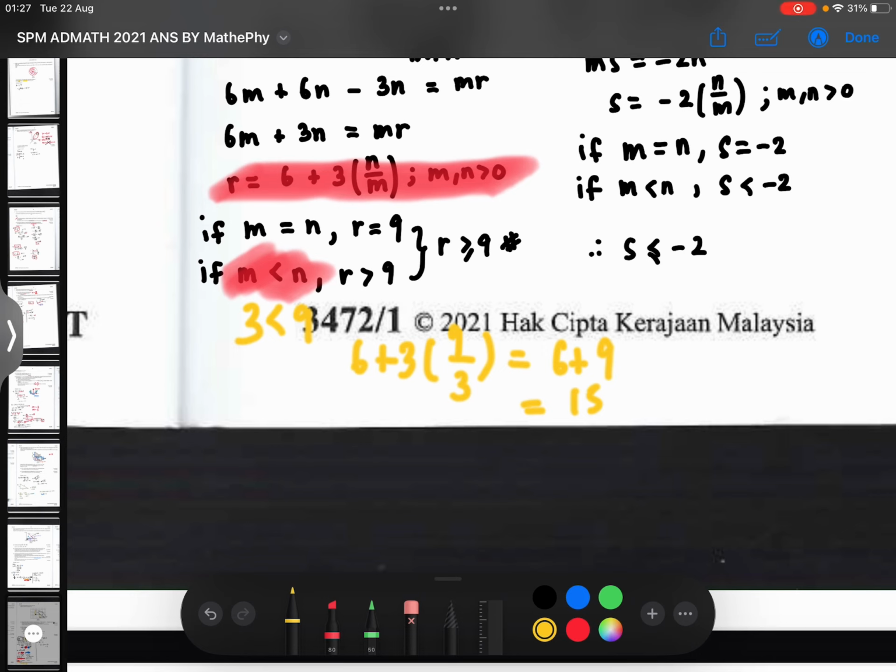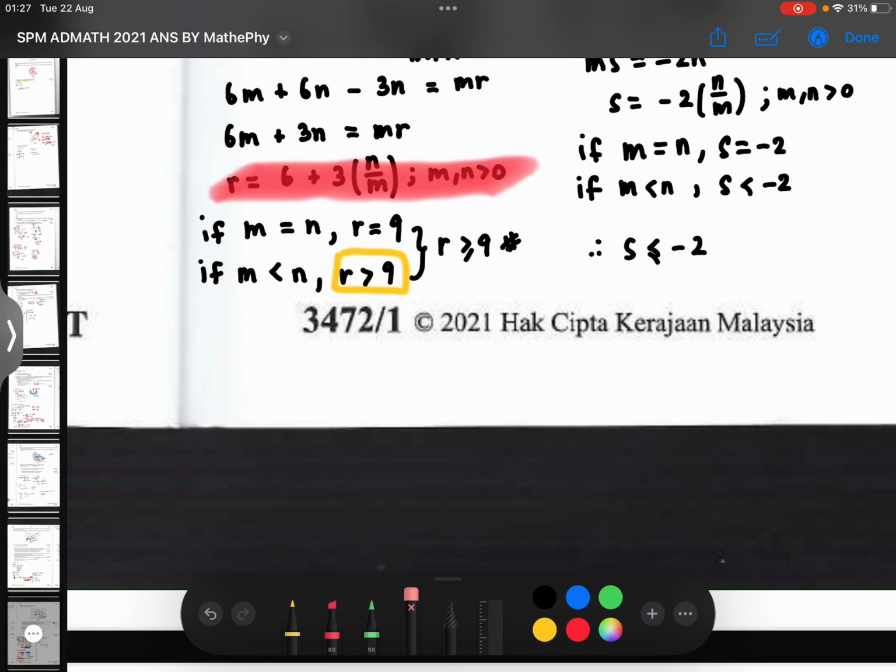Which means that this should be greater than 9. Okay, always greater than 9, because when you have denominator less than the numerator, then you will have improper fraction, which gives you a whole number. So a whole number times 3 will give rise to a whole number which is greater than 3. So 6 plus something greater than 3, you will get something greater than 9.